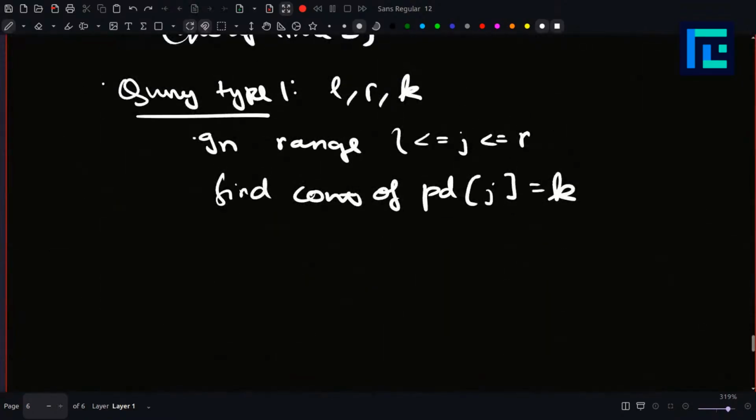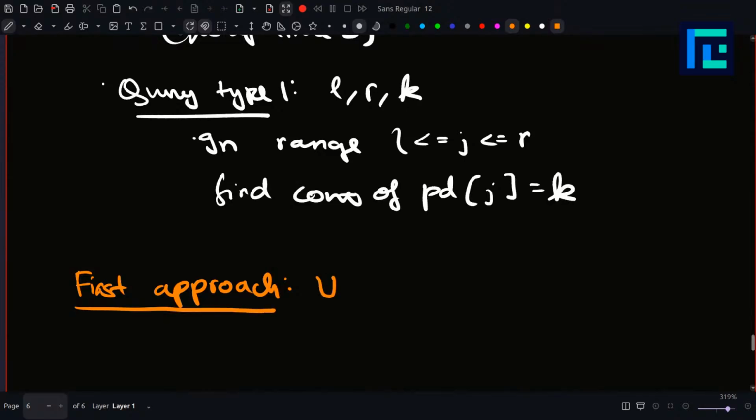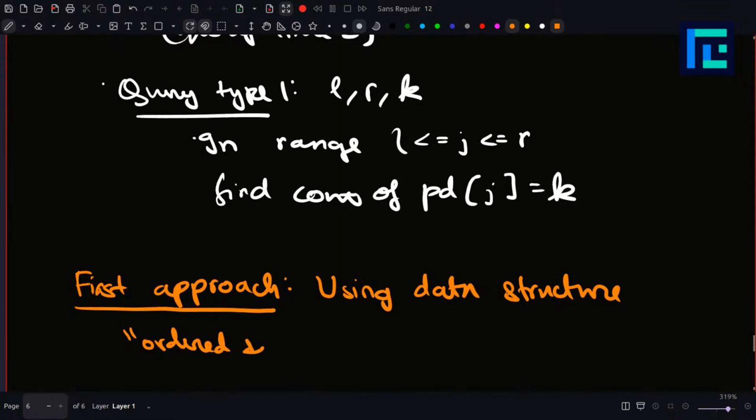So how to approach this? There are many approaches. I will tell you 2 or 3 of them. My first approach will be using the data structure called ordered set. So if this is the first time you're encountering ordered set, you can Google it.